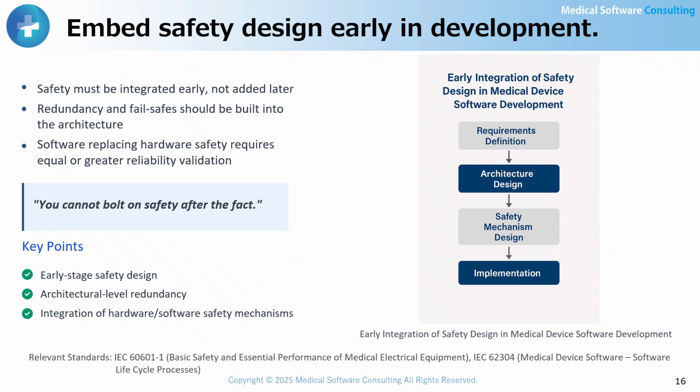Had layered defenses been considered at the design stage with both hardware and software safety mechanisms, many of the accidents could likely have been prevented. IEC 62304 requires that risk control measures be clearly defined during requirements analysis and architecture design, and that external safety mechanisms be incorporated when necessary. In addition, IEC 60601-1 mandates design practices that ensure both essential performance and basic safety.